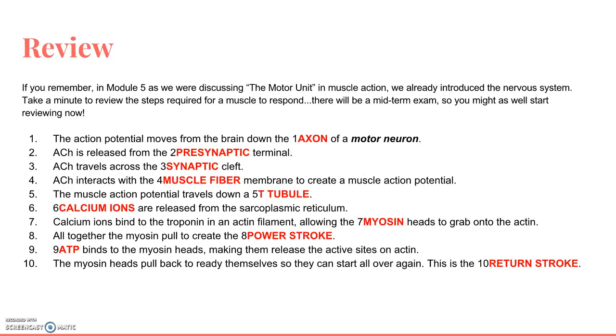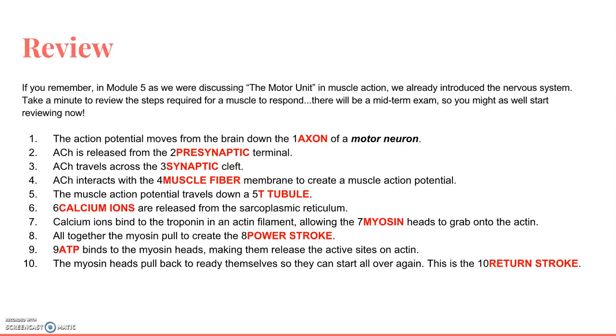All right, so the review that I needed you to look at for Module 5, that was back when we talked about muscles, and we were discussing the motor unit in a muscle action, and the motor unit included the nerve as well as the muscle fiber. So we kind of introduced the nervous system back then, and you're going to learn a lot more about it this week and next week, and hopefully these 10 steps will make a lot more sense then. But let's go through these 10 steps right now really quickly, just as a quick review.